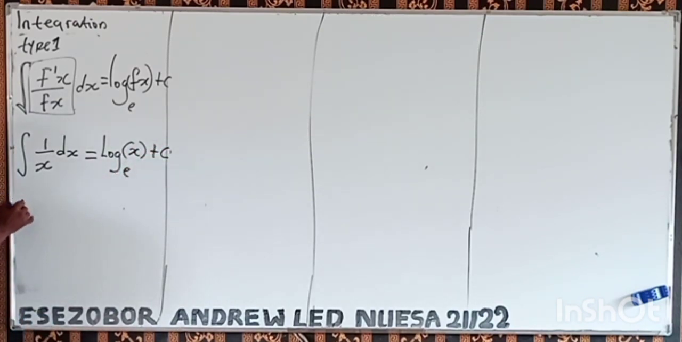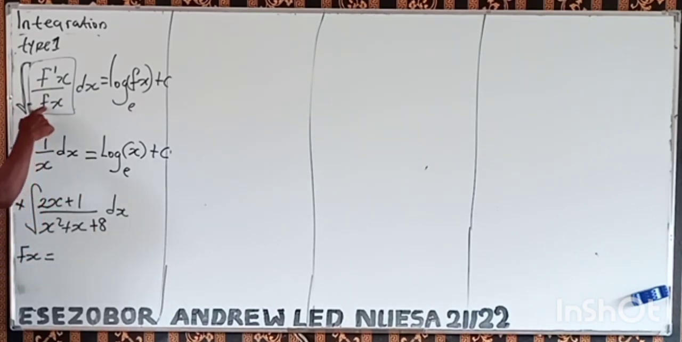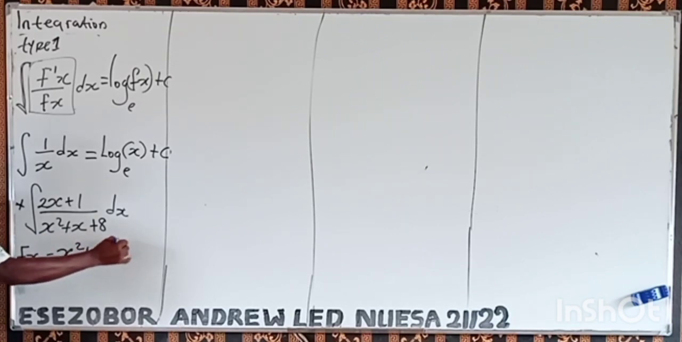So let's say we have something like this: integral of 2x plus 1 all over x squared plus x plus 8 dx. Now, if you compare this to this, what's our f of x? The denominator. That is x squared plus x plus 8.